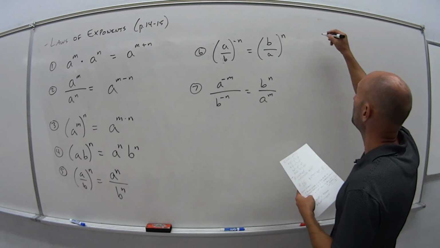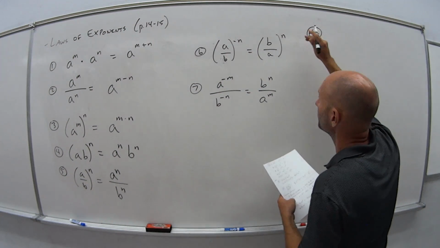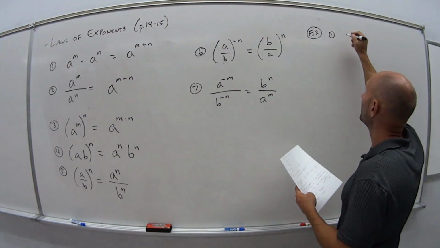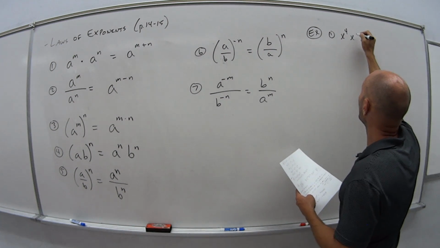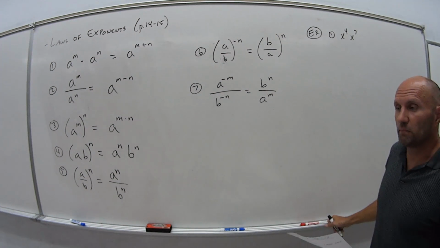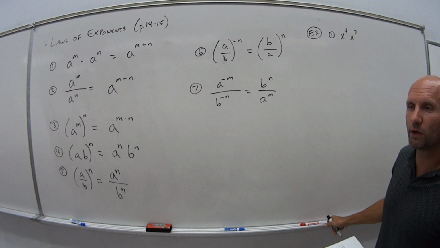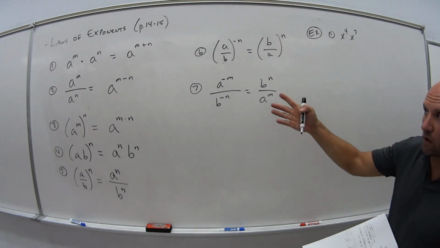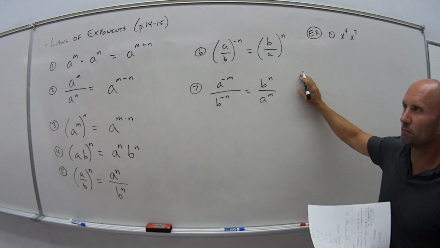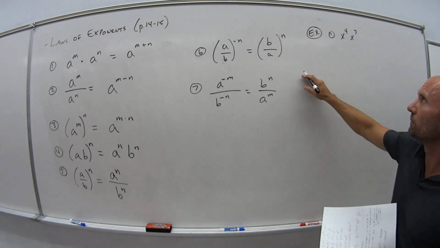So let's look at an example. Actually, a bunch of examples, and that's why I'll try to leave these on the board here. So if I have x to the 4th times x to the 7th. What I would suggest is hit pause for all of these as we go through them. Use the law of exponents, see if you can get the right answer, and then hit play again and see if you're comprehending what we're talking about here.